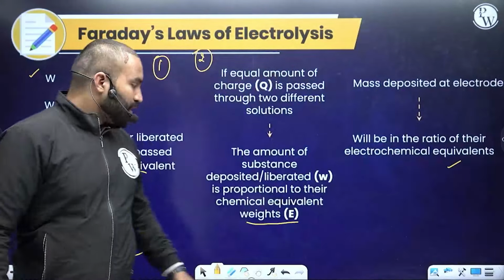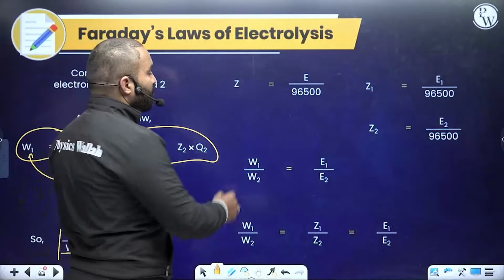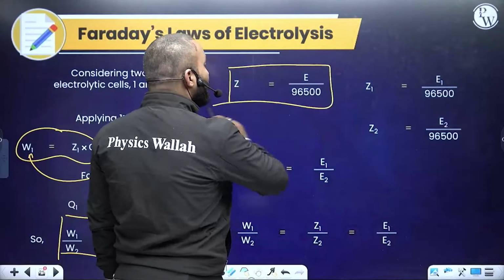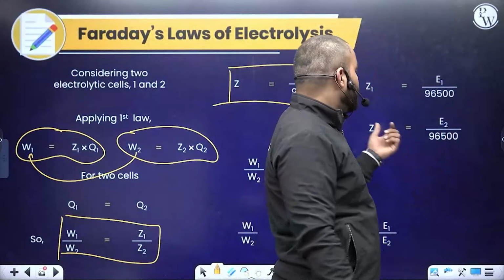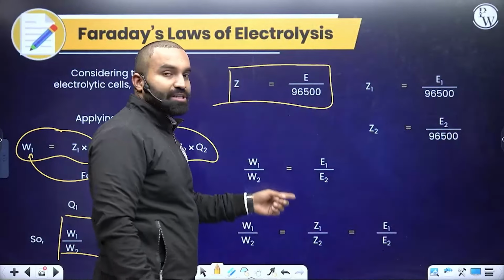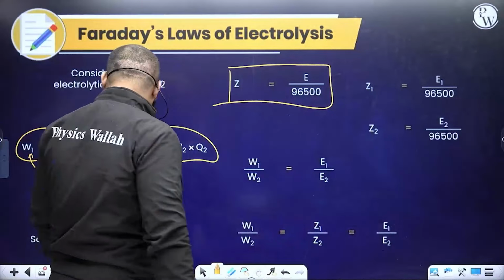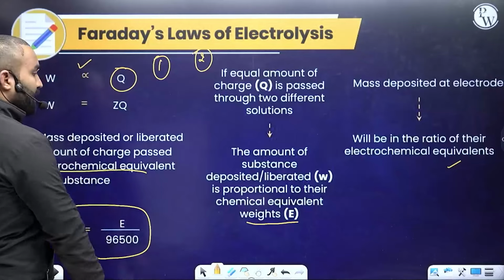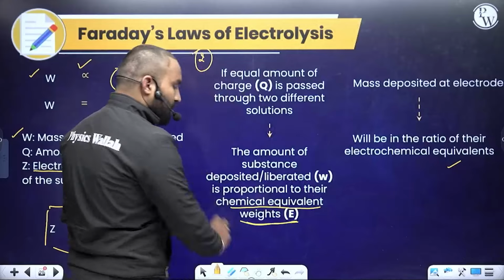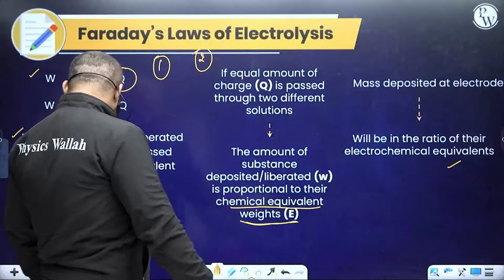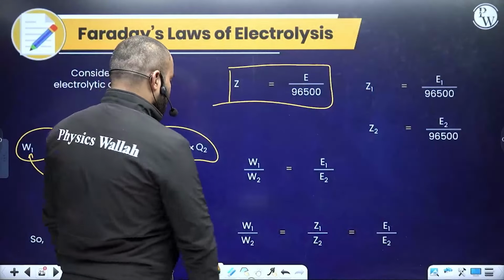Understood? Awesome. Now, this is the second case. Z is equal to equivalent weight divided by 96500, so Z1 will be E1 divided by 96500, Z2 will be E2 divided by 96500. Now let's take the ratio of Z1 by Z2. 96500 is a constant value, they will cancel each other and it will be E1 by E2. So this also proves the second statement that it will be proportional to their chemical equivalent weights E also. Understood, everybody? Is the second law of electrolysis clear? Good. Okay.